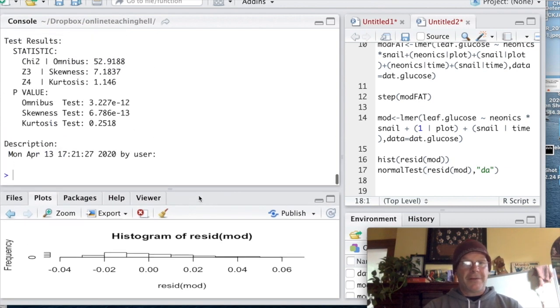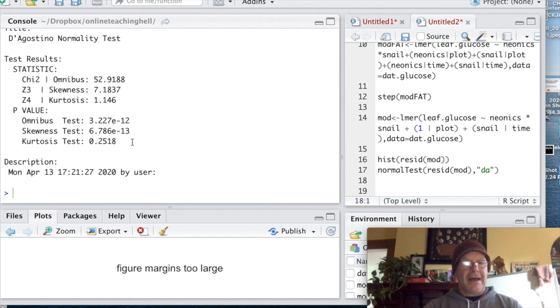And so we look at the results from that, and it looks like kurtosis is not a problem. Again, recall that kurtosis is just a description of whether or not you have a lot of mass near the center of your distribution, or whether it's more distributed near the tails, which it also should not be. So kurtosis looks fine, skewness looks way off, and then our omnibus test is telling us that overall these do not appear to be normal.